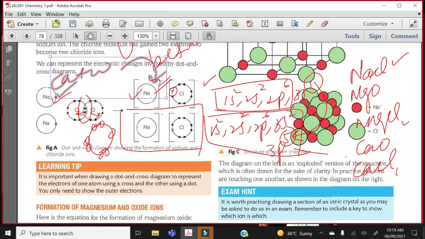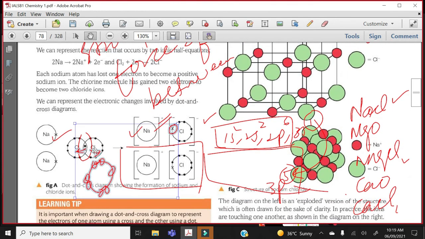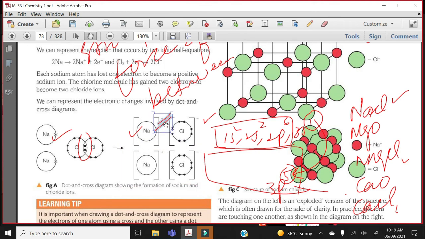In case of sodium, we can see that, hold on, let me remove this. In case of sodium, you can see that they're showing the outermost shell to be empty.